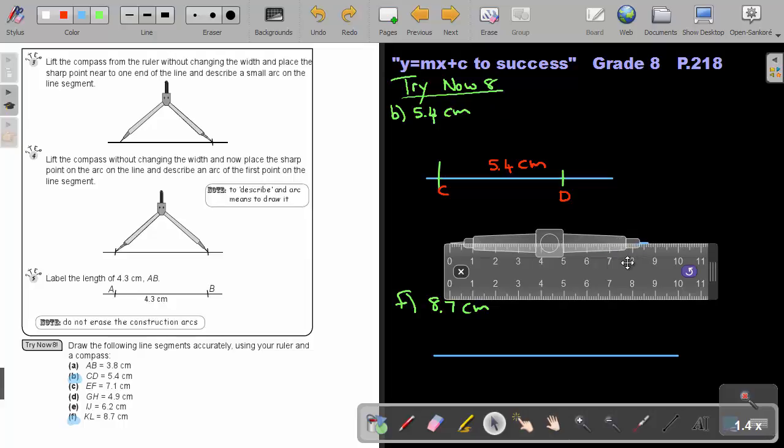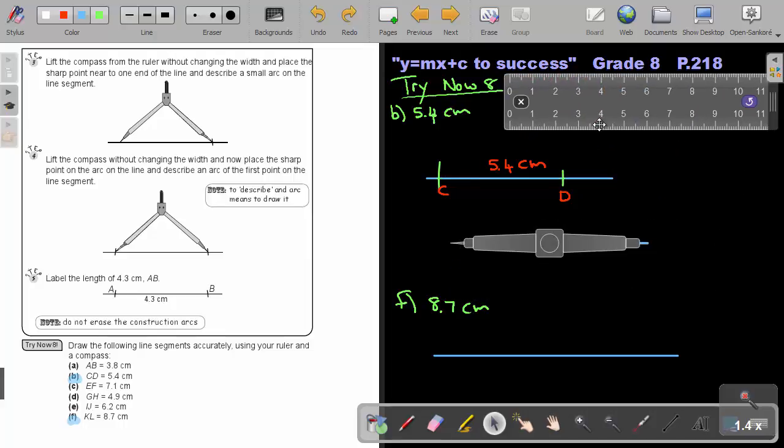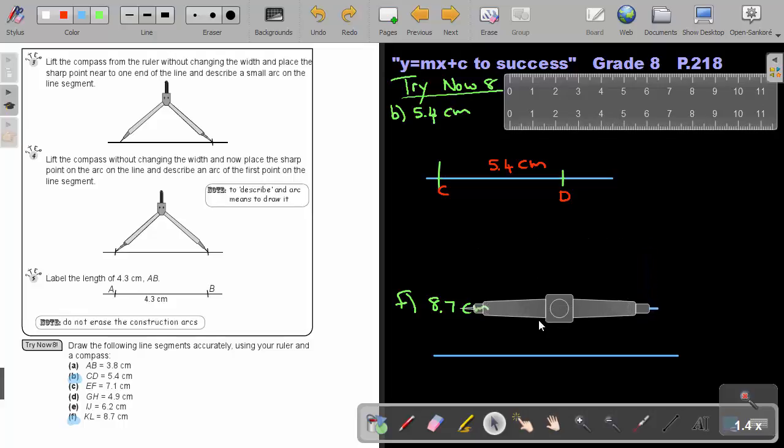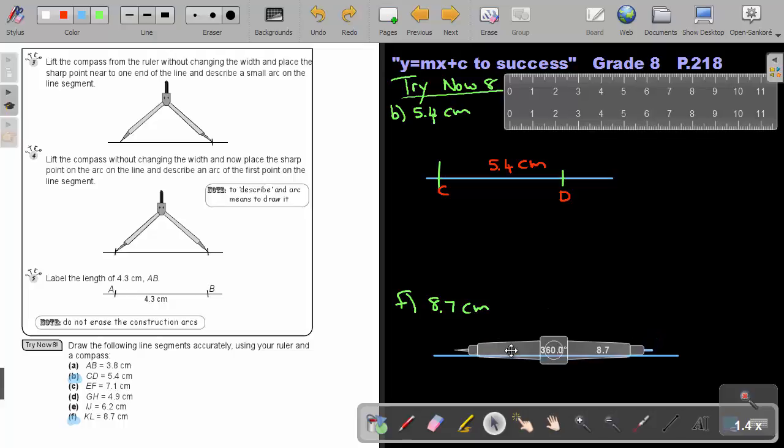So this 8.7. Okay, so now I don't need my ruler anymore. I can move it to there, but I don't move this. This is exactly 8.7. Can you see there? Don't put it on the end. Put it a little bit away from the end. And remember what we were seeing. Just put mine. Yours will be a little bit different.